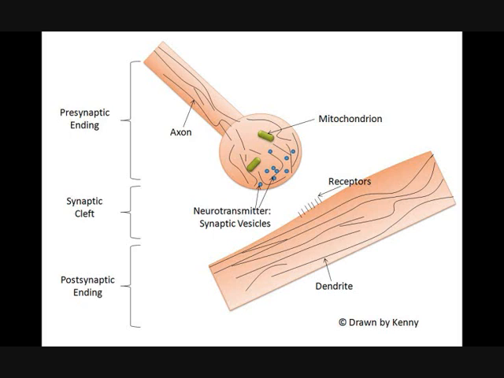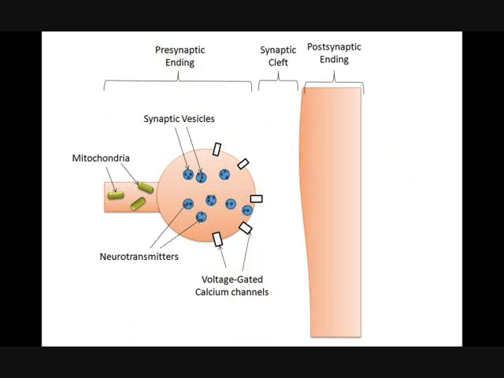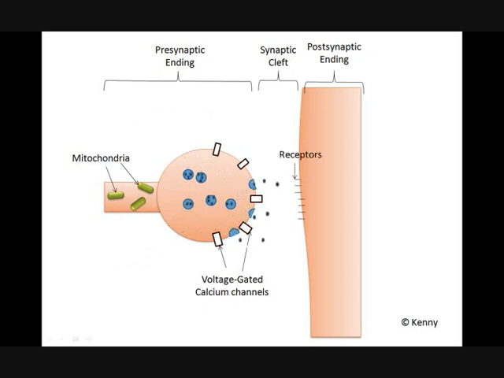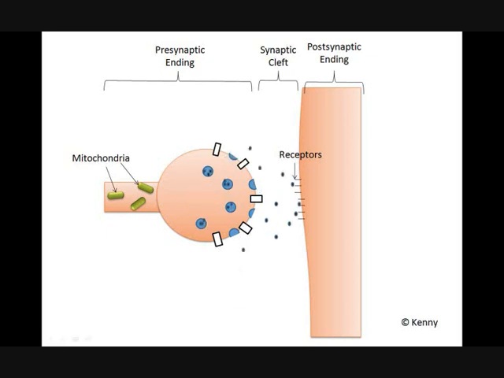Let us now zoom in and see what actually happens when signals are transmitted across the synapse. At the end of the presynaptic neuron, there are voltage-gated calcium channels. When an action potential reaches the synapse, these channels open, causing calcium ions to flow into the cell. These calcium ions cause the synaptic vesicles to fuse with the cell membrane, releasing their contents, the neurotransmitter chemicals, by exocytosis. The neurotransmitter then diffuses across the synaptic cleft.